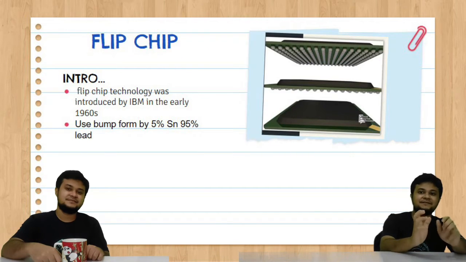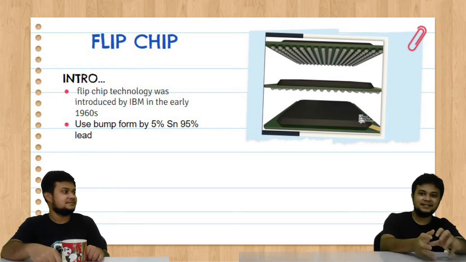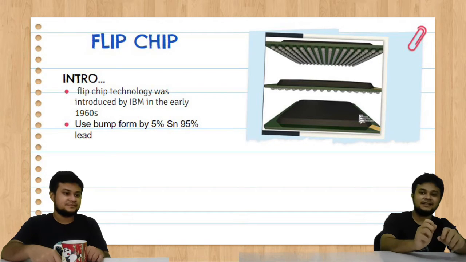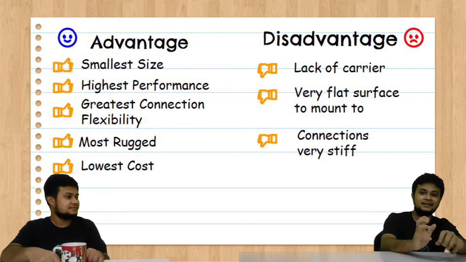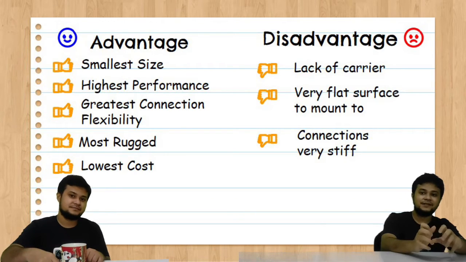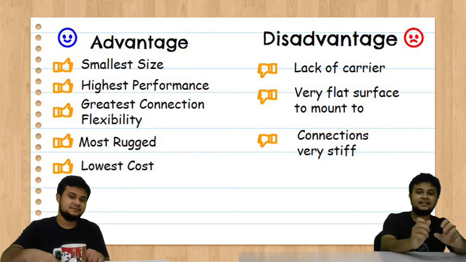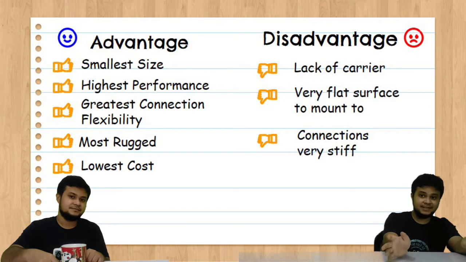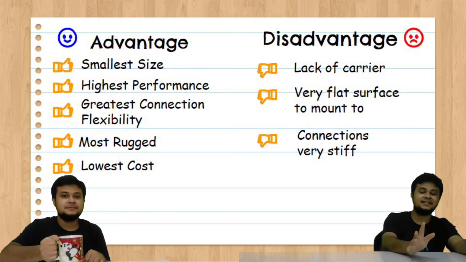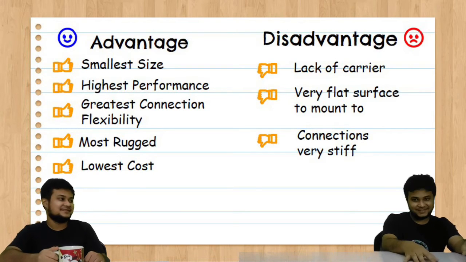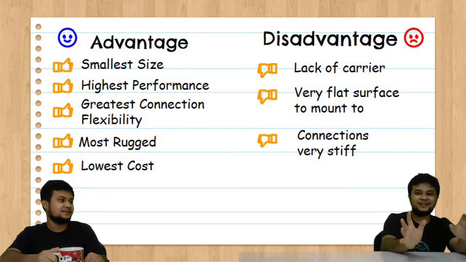First is flip chip. This technology was invented by IBM, International Business Machines, in 1960. This technique uses 5% tin and 95% lead. Here are the advantages of flip chip. First is smaller size. As flip chip removes bond wires, it reduces the area by almost 95%, and the weight is 5% lesser than the packaged device weight. Second is highest performance.